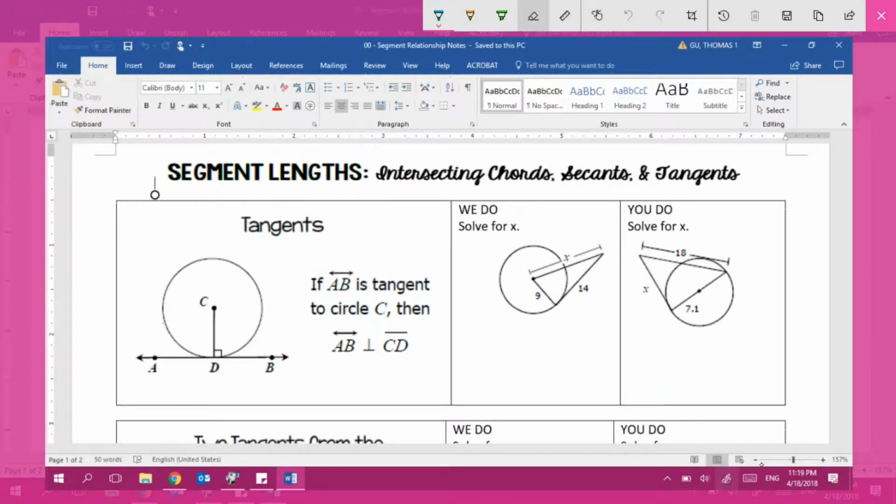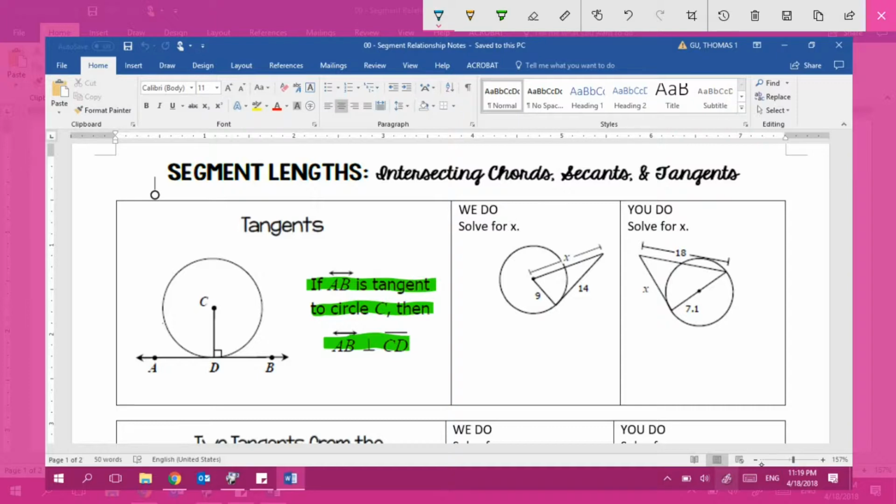If AB is tangent to circle C, then AB is perpendicular to CD. Perpendicular means 90 degrees, remember? Take a look at our diagram right here.